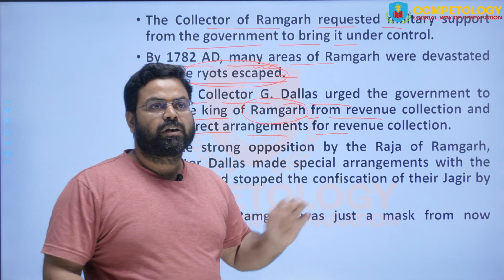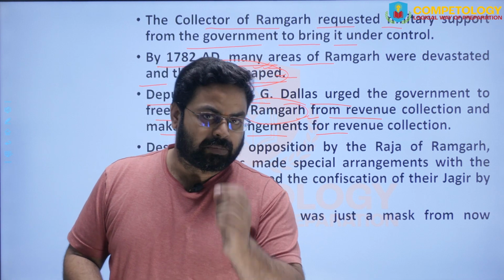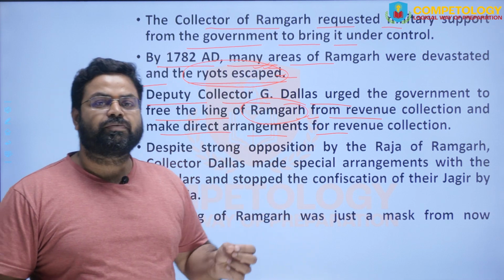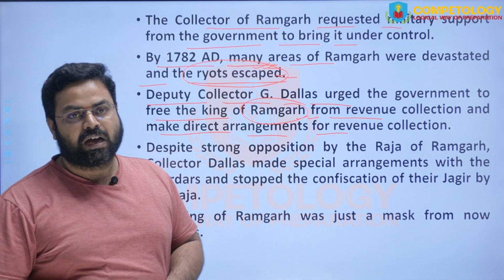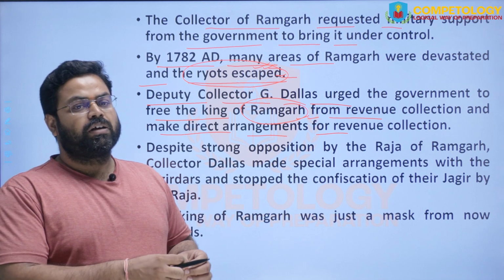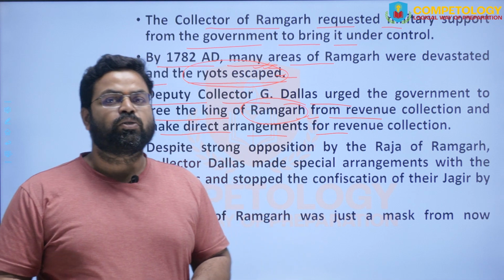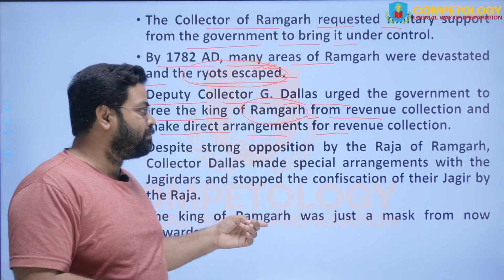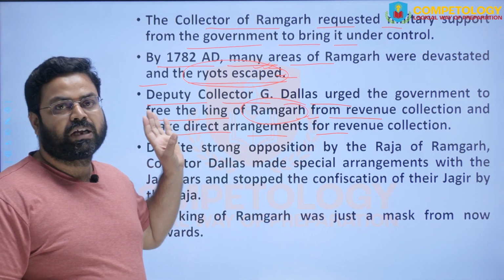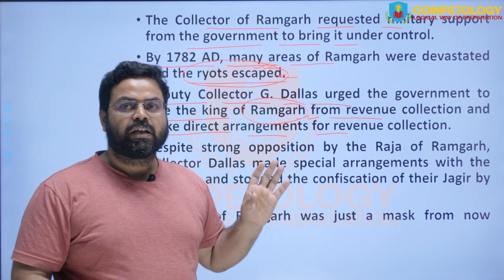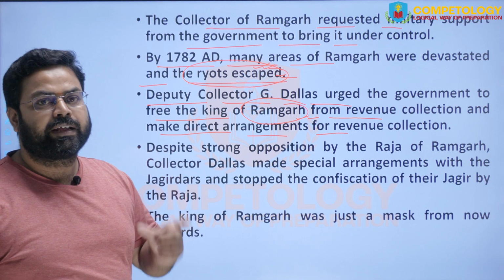Dallas, the collector of Ramgarh, was of the view that because the revenue is being collected by the king of Ramgarh, he gets some money in his hand which he can siphon off to strengthen his armed forces, and if he is not in a position to collect the revenue, then he will not have any extra resource to fund his rebellious work. For that reason, he requested the government that he should be freed from the revenue collection, he should be made a pensioner, and the government should collect the revenue from the Jamindars and Jagirdars directly, right?